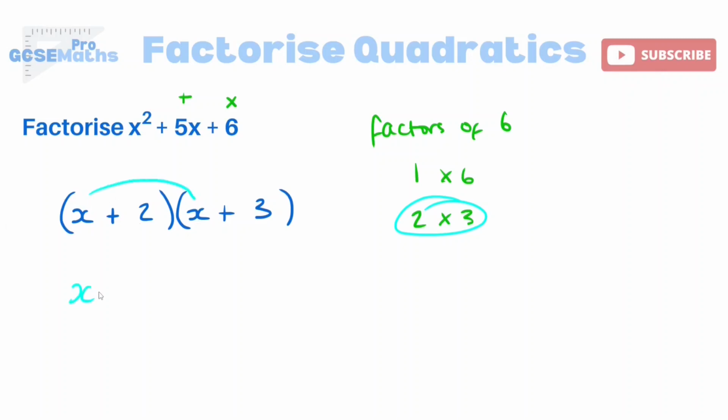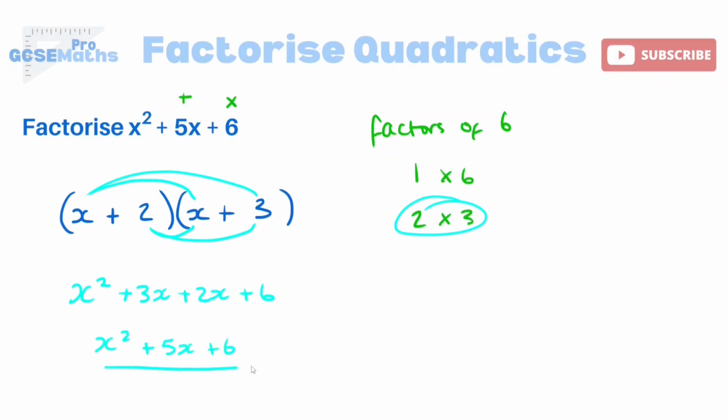times x, which is x squared. I would do x times 3, which is plus 3x. 2 times x is plus 2x. And finally, 2 times 3 is 6. Then to simplify, I would just add together those in the middle, wouldn't I? So 3 plus 2 is 5. So you can see that's exactly the same thing.